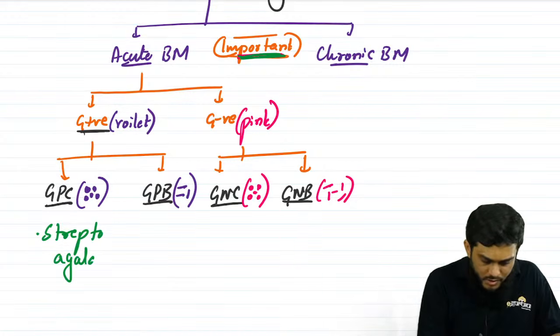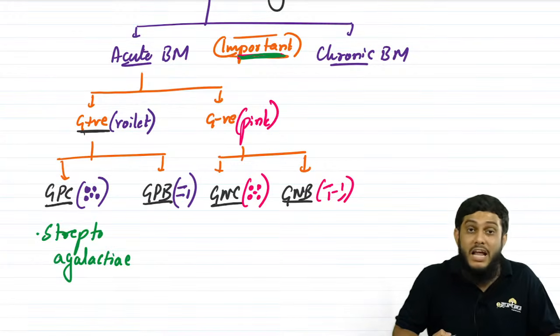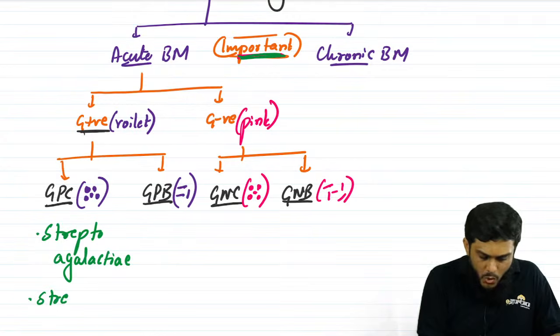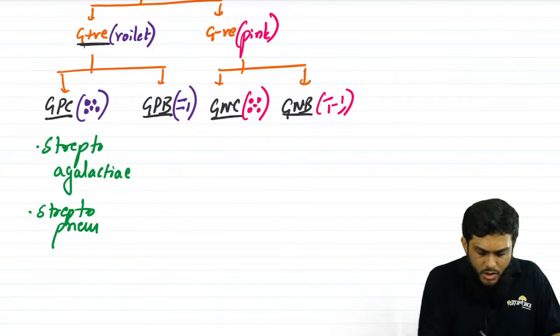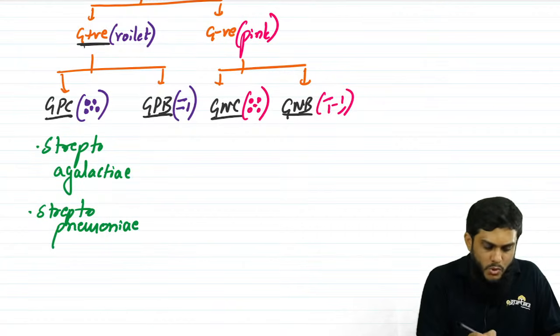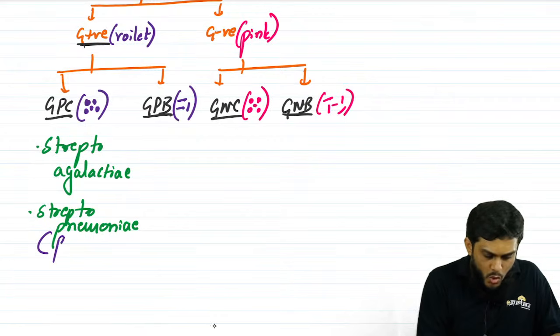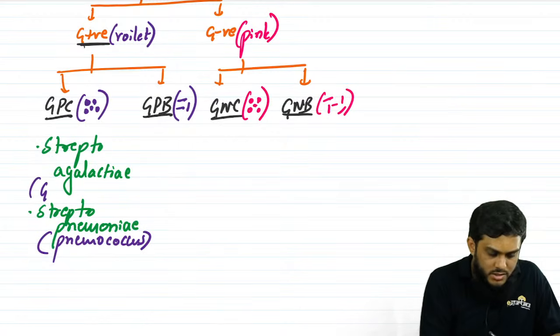agalactiae. Streptococcus agalactiae is a gram-positive cocci which can cause acute bacterial meningitis. One more is Streptococcus pneumoniae. So Streptococcus pneumoniae is also known as pneumococcus, and Streptococcus agalactiae is also known as group B Streptococcus.